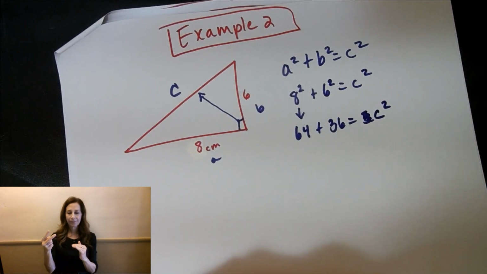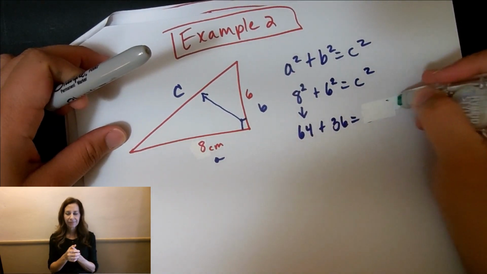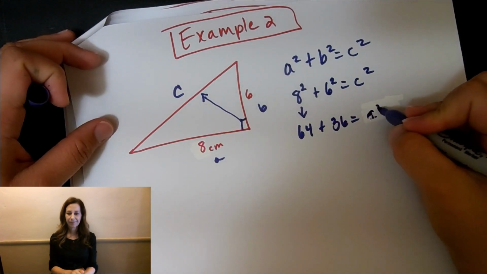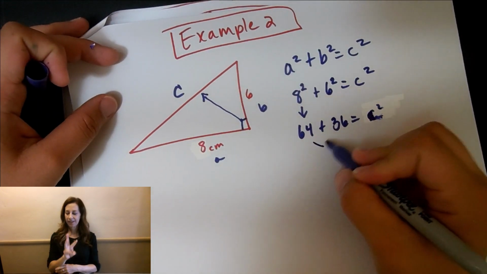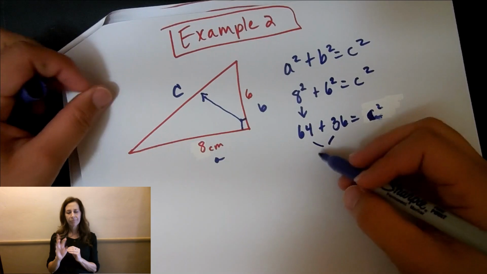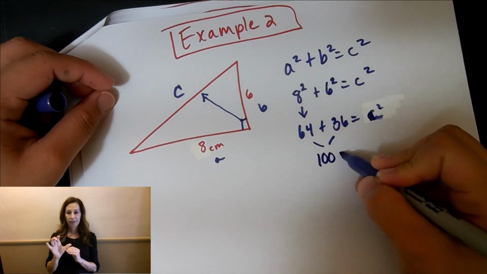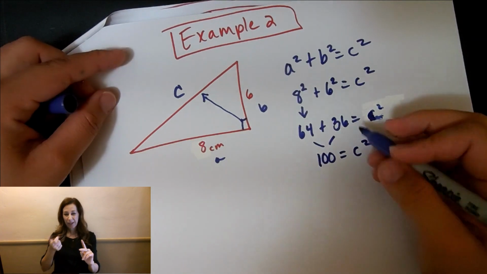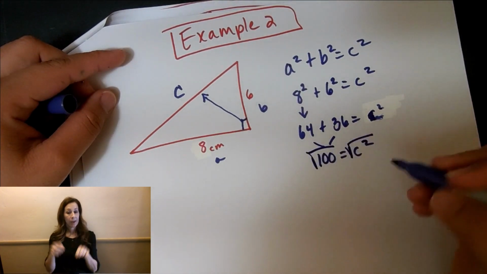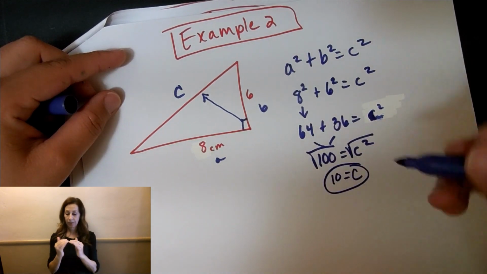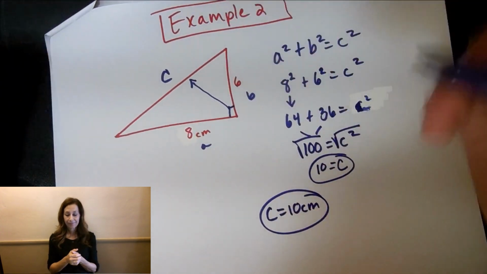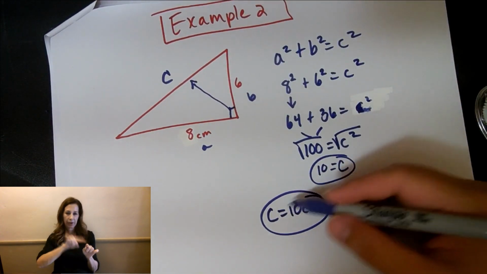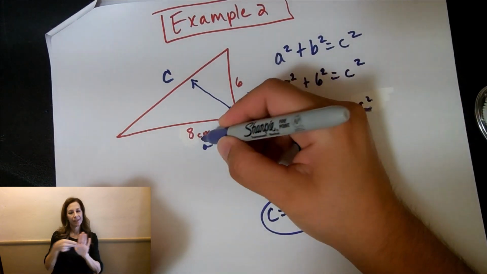equals C squared. 64 plus 36 is 100, equals C squared. To get rid of that squared, I square root both sides. Whatever I do to one side, I have to do to the other. C equals 10. So C equals 10 centimeters. I could just write it like this, but make sure you put the units in there. And it said centimeters, so make sure you include the centimeters.